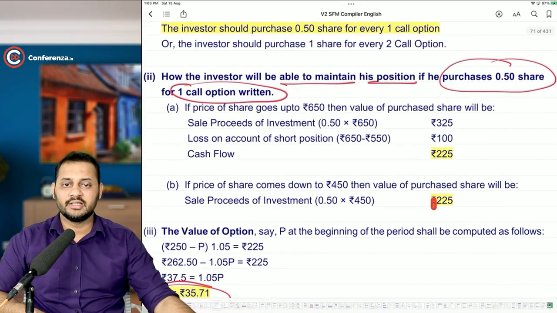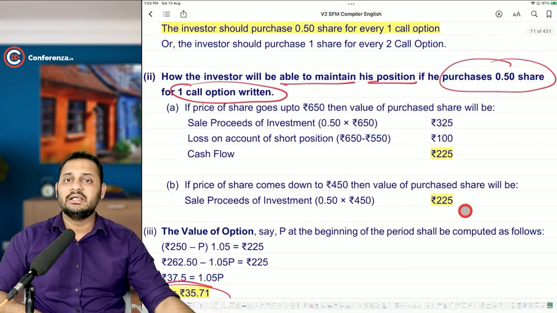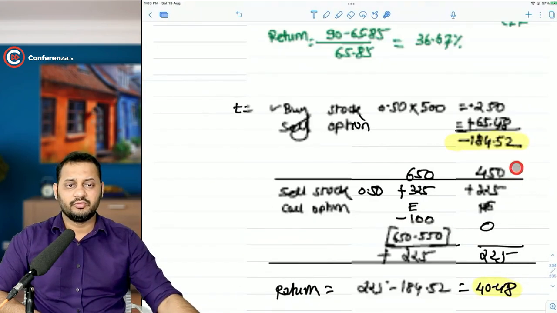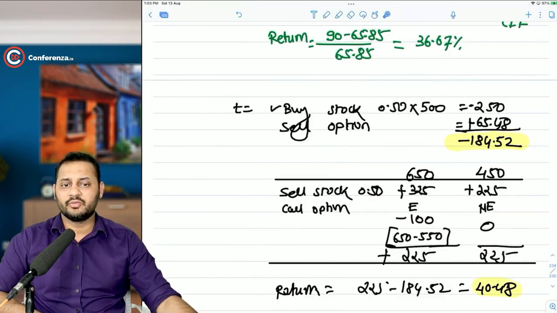You can clearly see that at expiry, no matter what the price is, the cash flow will be 225. So you are ensured. Invest 184.52 and get back 225 rupees. That's your win-win situation in all the cases. The only thing is you should know how to create this portfolio in real life as well, to make sure that you earn at the end of the day.